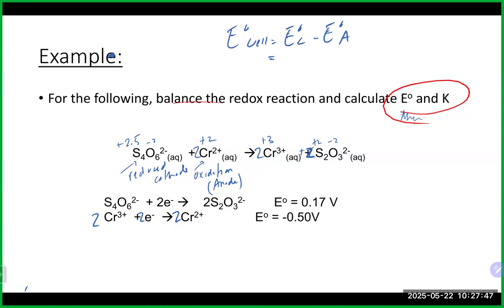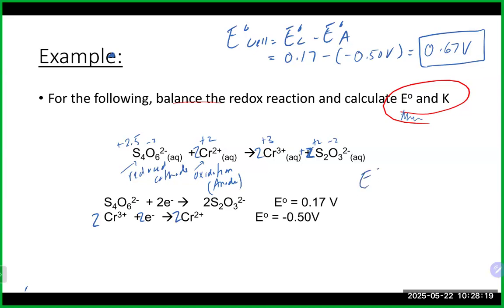So here my cathode is 0.17 minus 0.5 volts in this case. And that's going to get me a 0.67 volts, right? So we have a positive voltage, which means at this point we should know we should have a negative delta G, and that should mean we should have a spontaneous reaction that should be heading to products, and that should give us a lot more products than reactants. So we should end up with perhaps a big value of K here.